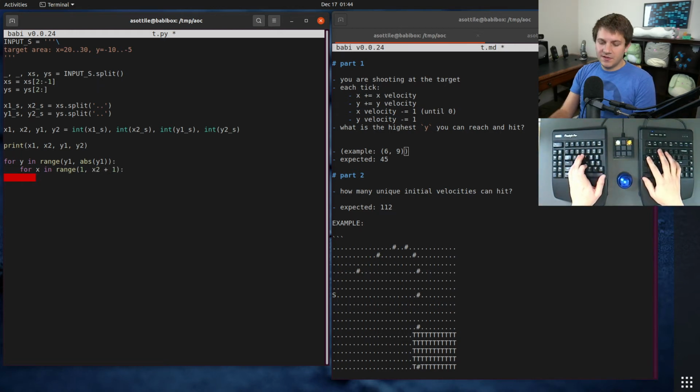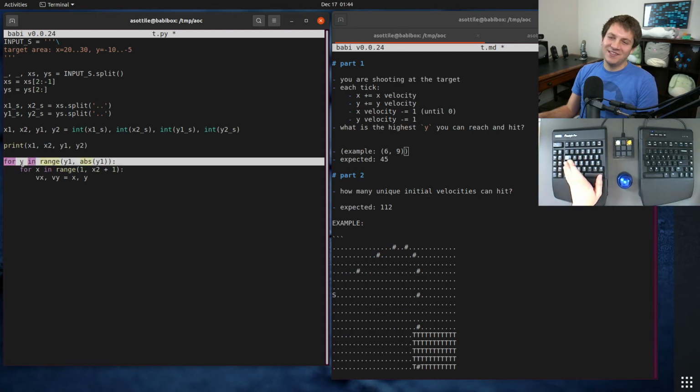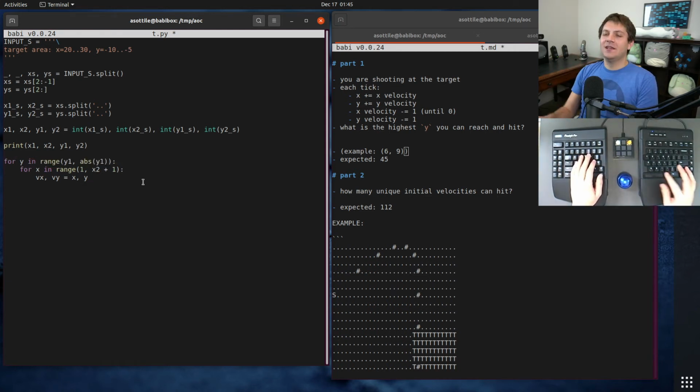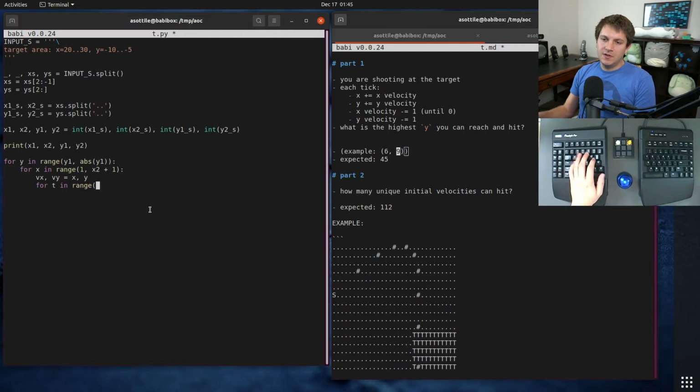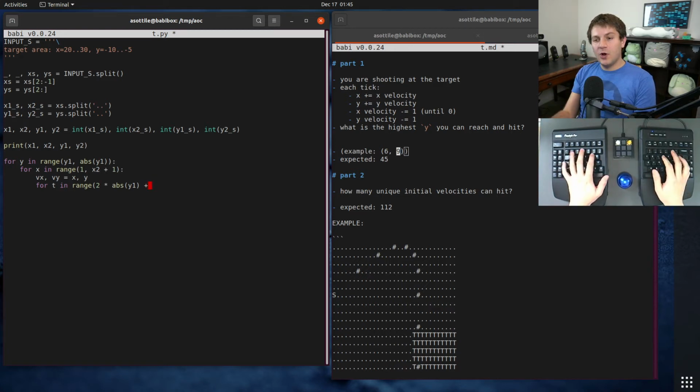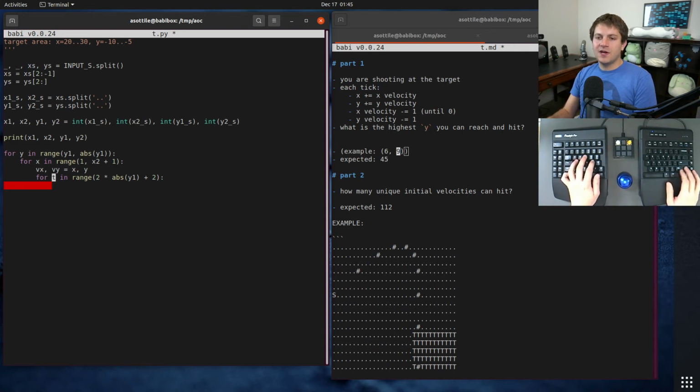Then we want to simulate this, so we'll do vx, vy equals x, y, making a copy of these so we don't mutate the values here. I spent way too long mutating this outer value and wasting a whole bunch of time. For t in range, we know the max bounds of our t because it is 2 times the absolute value of our y, plus 1, so plus 2 here. And we can basically just do our computation here.